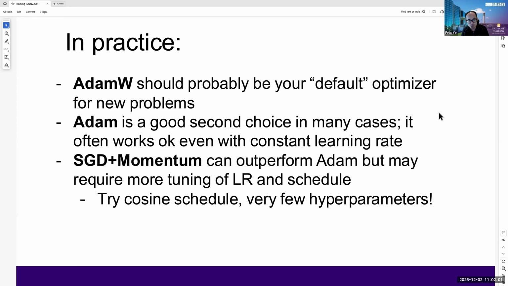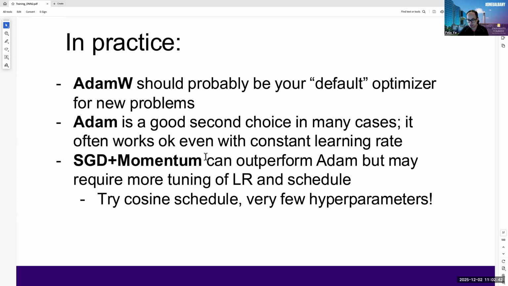In general, I would say AdamW and Adam are both very popular choices, probably your default optimizer for a new problem. I would choose Adam first, and AdamW as the second choice, but that's just my personal opinion. There are many other people who will choose AdamW first, then Adam second. This often works okay even with a constant learning rate. So just keep this in mind.